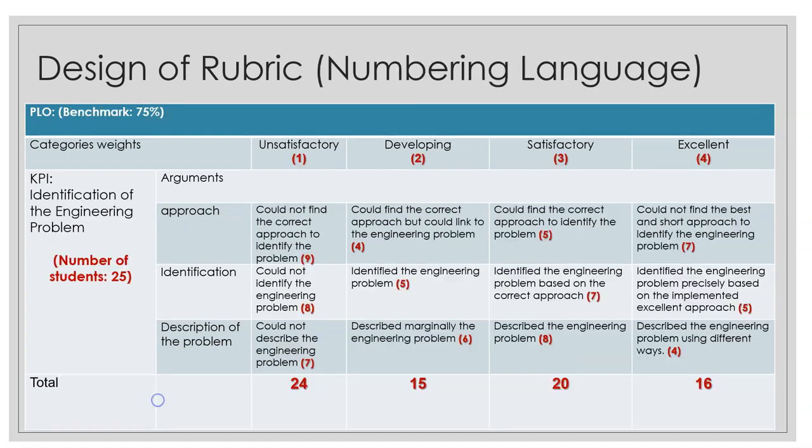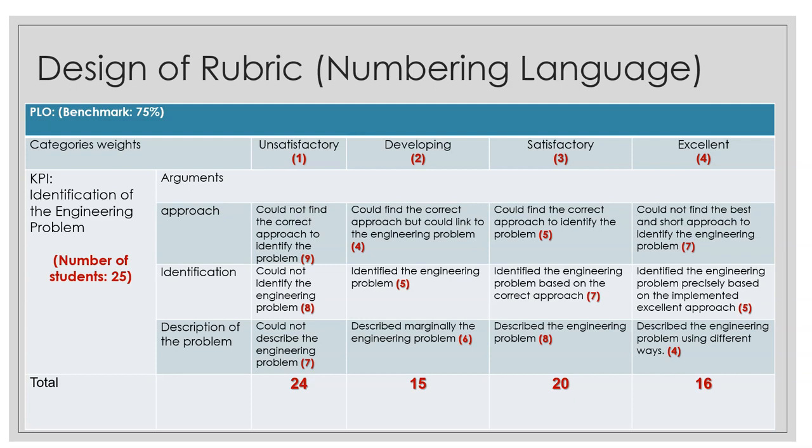Now let's see the design of rubrics based on numbering language. For category weights, we have four categories. For every category, we have one weight. Unsatisfactory weight 1, developing 2, satisfactory 3, excellent 4.